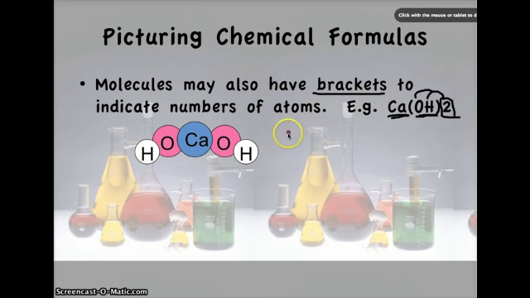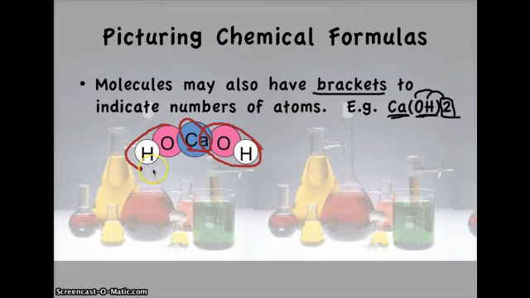This is a picture of what this would actually look like. So we've got 1 calcium and 2 hydroxide groups. Hydroxide is just OH. So we've got 2 groups of those because this 2 right here says that we need to have 2 of these OHs.